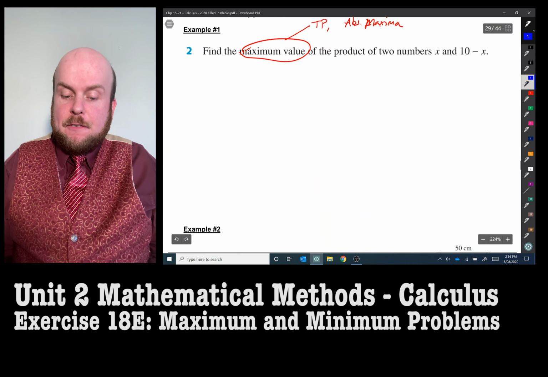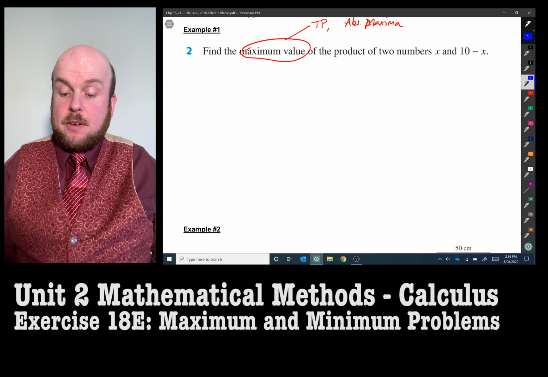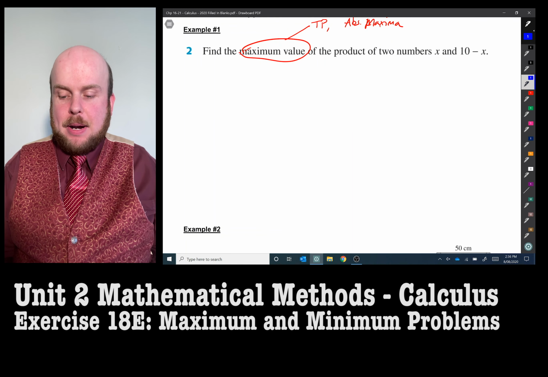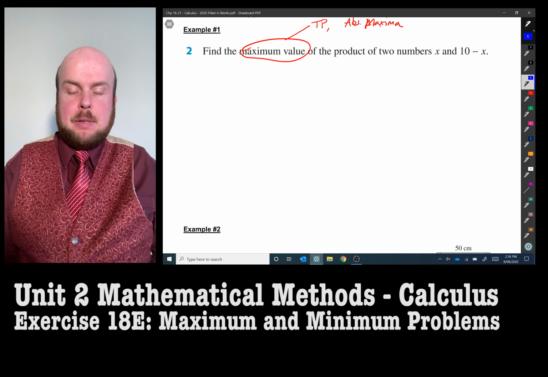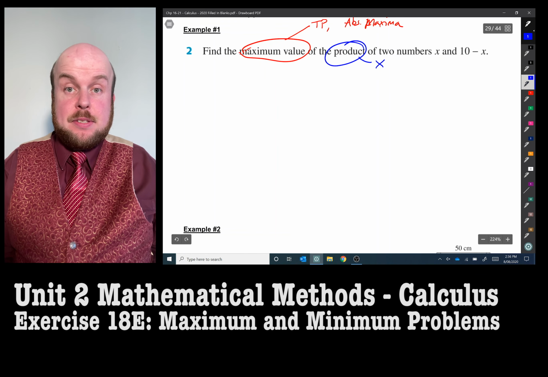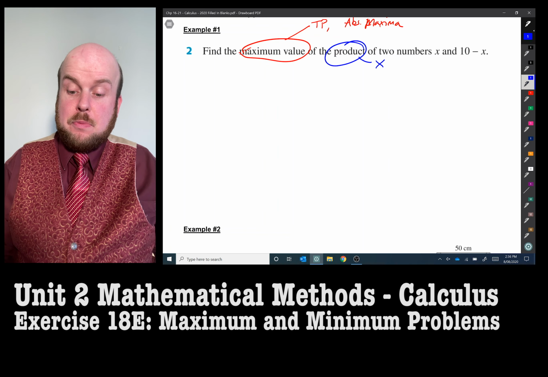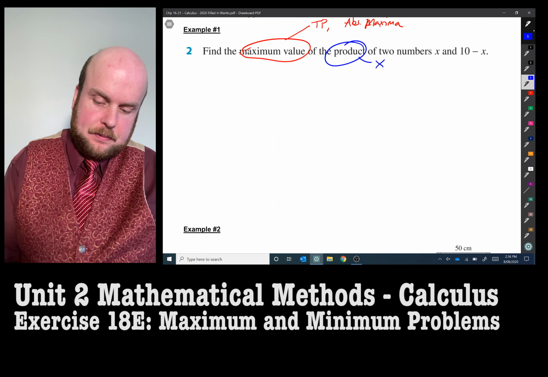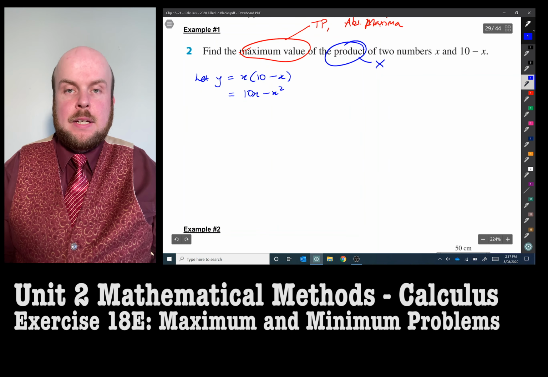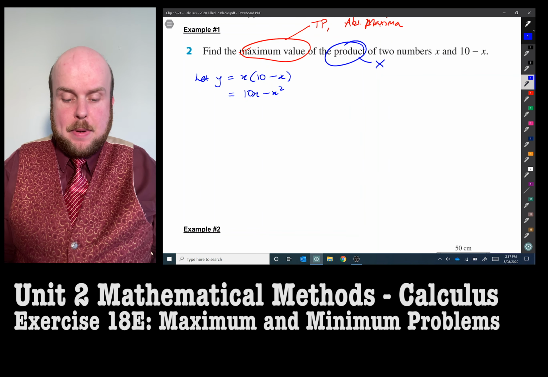Example 1. Find the maximum value of the product of two numbers x and 10 minus x. And of course, product here meaning multiply. So let's go and establish an equation where we have multiplied x and 10 minus x. So I've multiplied the two and now I've got myself an equation.